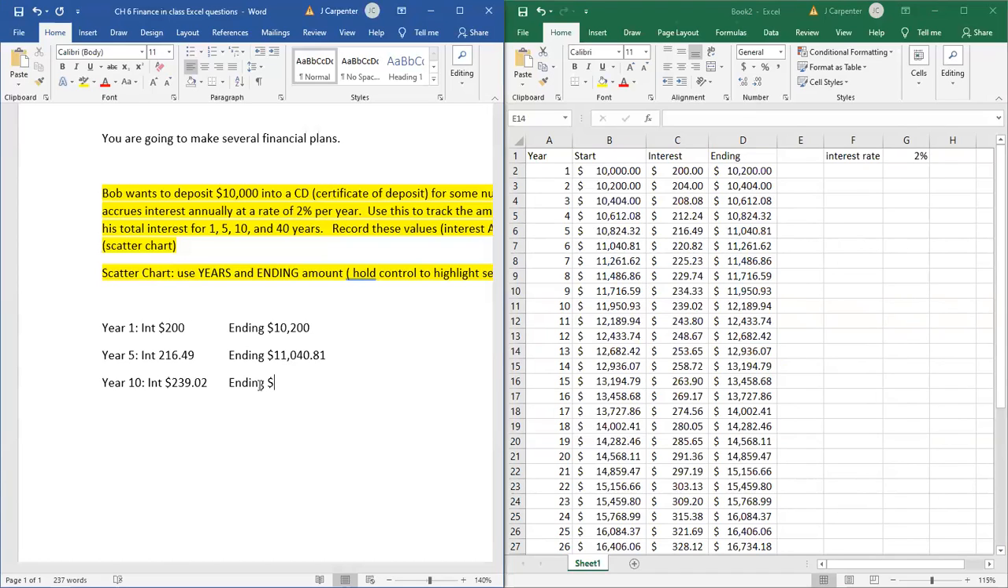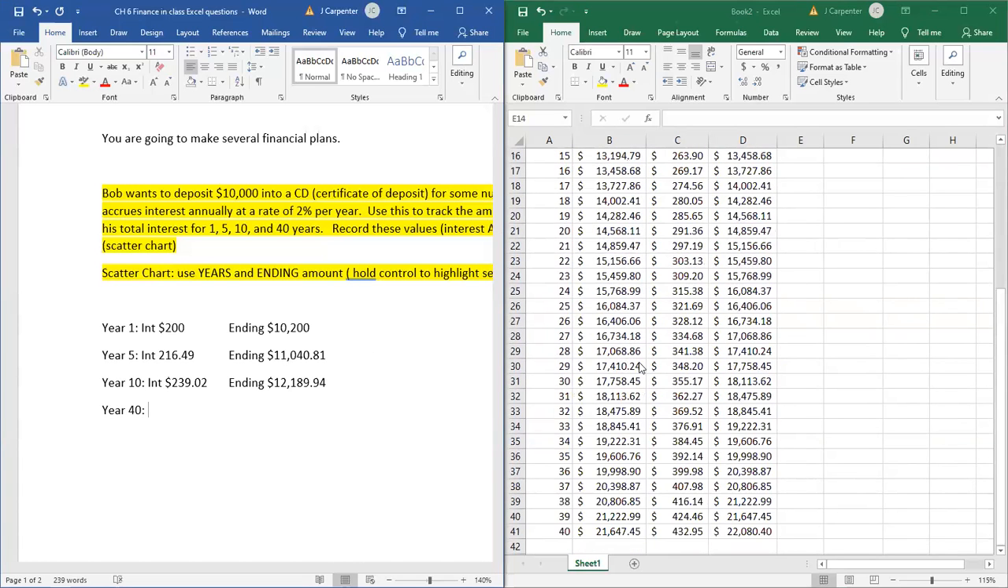year 5. I didn't do that right, did I? Yes, I did. Year 10, 12189.94. And then for year 40, so we're just not looking at anything for a while, we made $432 for free that year and 95 cents with an ending balance of $22,080.40.